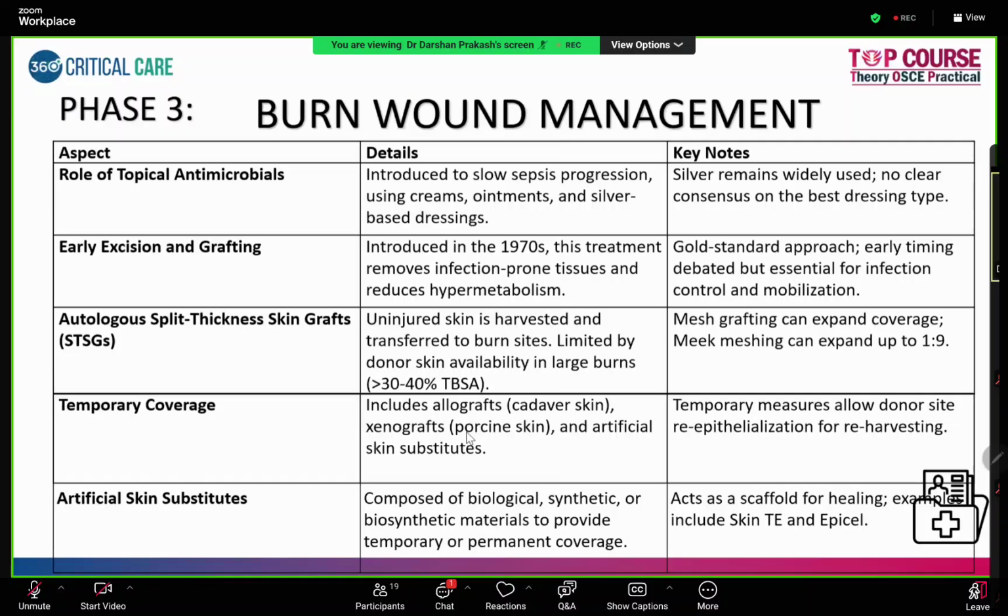Temporary coverages using allografts, etc., have been tried. Skin substitutes like tilapia skin or synthetic biosynthetic materials. A lot of tools have been coming onto the market quite recently. These have been used in wound management lately.